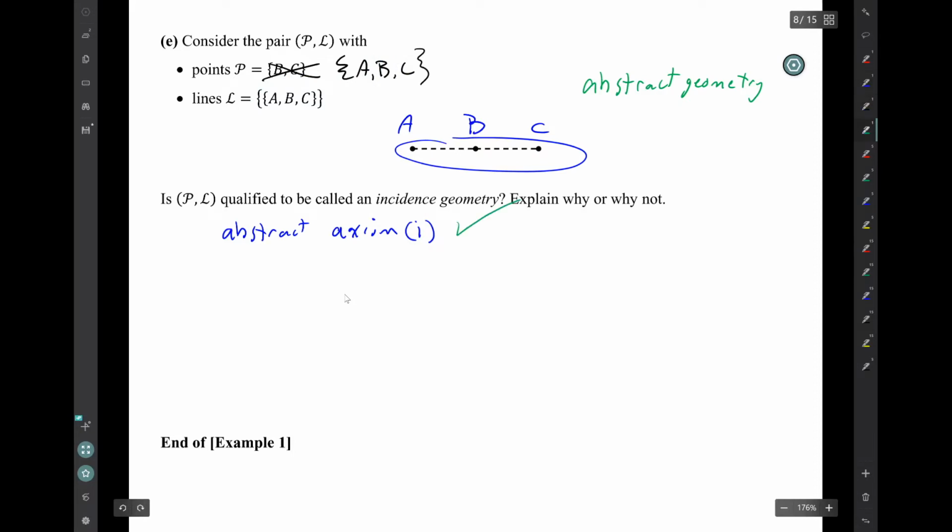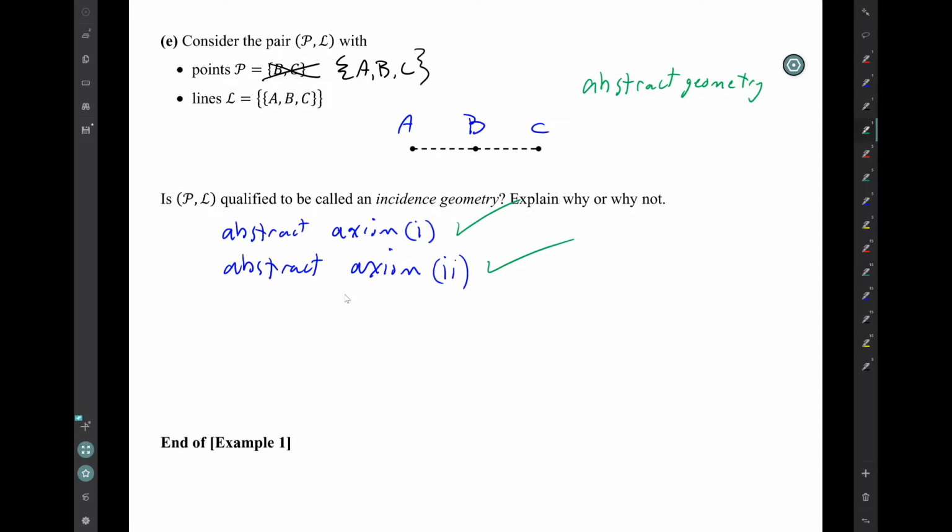What about abstract axiom 2? Well, it passed that as well. That was this, that every line has to contain at least 2 points. And we see we've only got one line and it has 3 points on it. Great. So that's why that qualified to be called an abstract geometry.